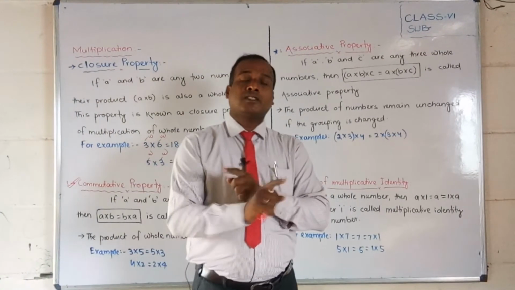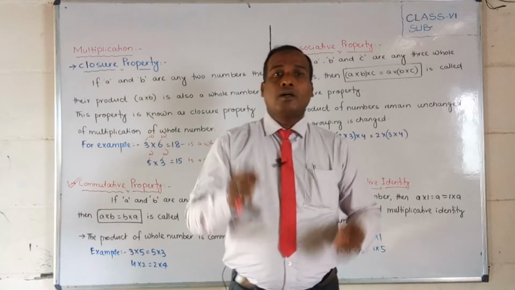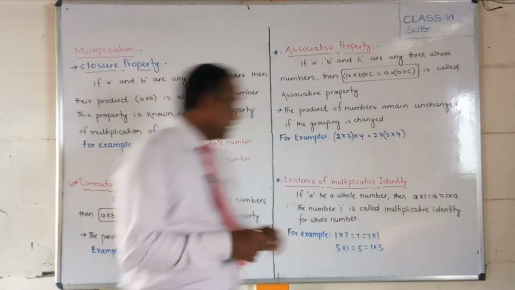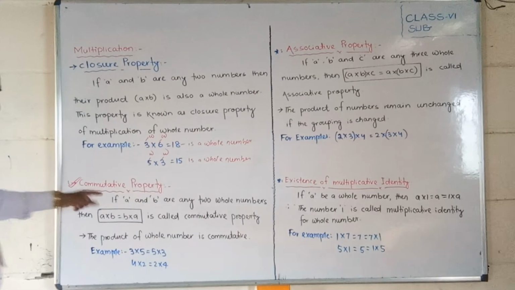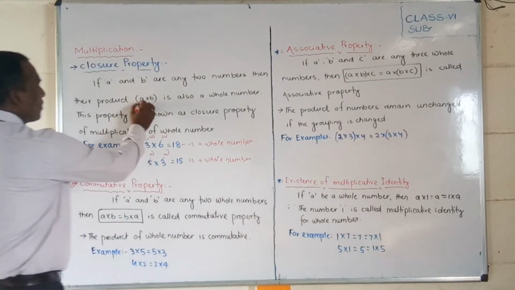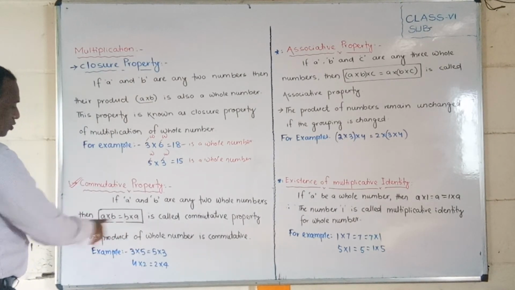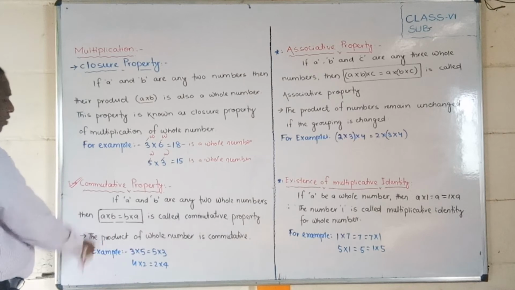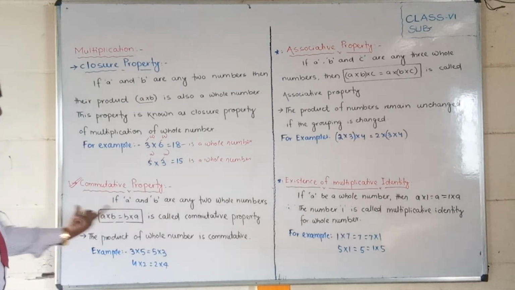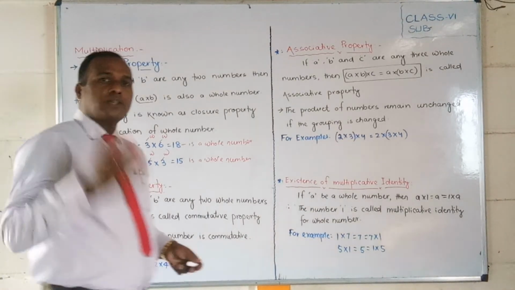If the places change and the product is unchanged, then we can say multiplication satisfies the commutative law. So let us see the commutative property. If A and B are any two whole numbers, then this is the formula: A into B is equal to B into A. A is a whole number, B is also a whole number. If you multiply like this and the answer comes the same, then it satisfies the commutative law.